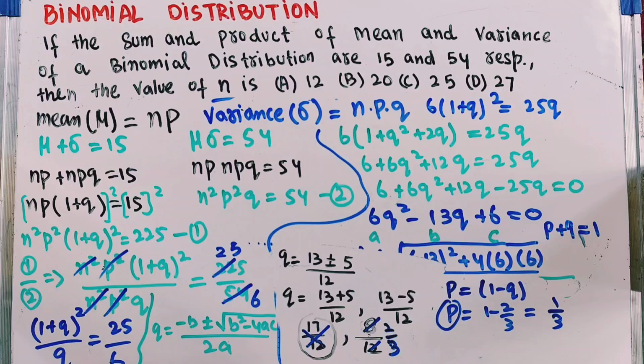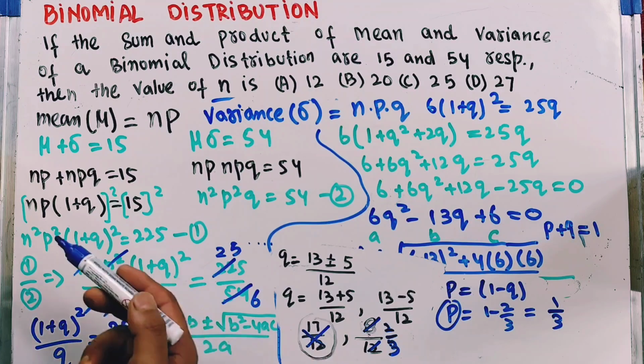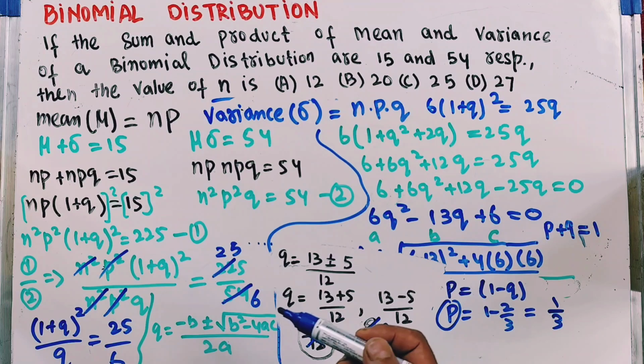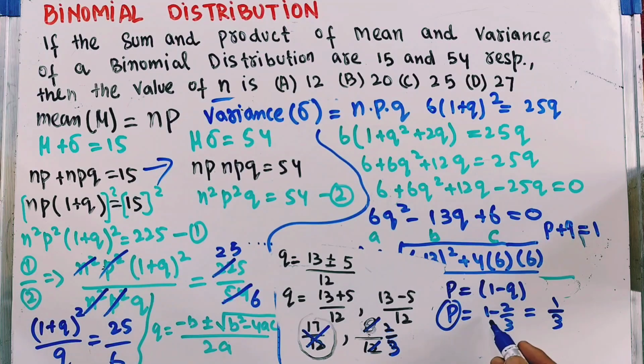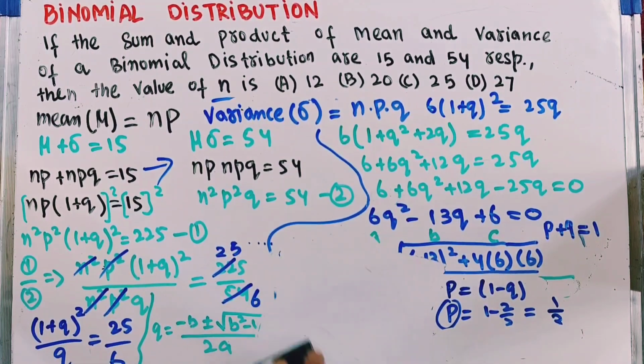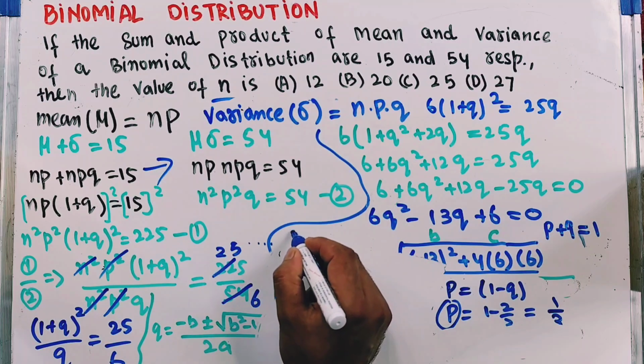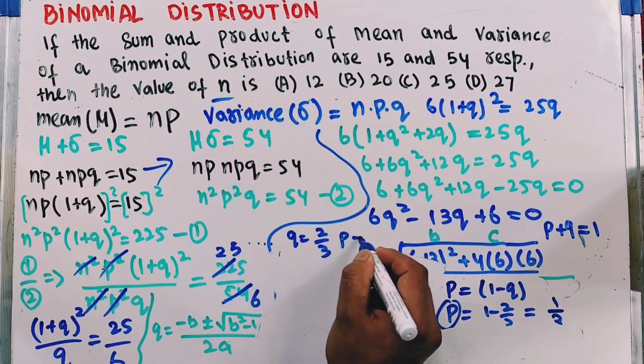Now let us plug in the value of p. We have n times the value of p, which is 1 upon 3, plus n times the value of p times q, the value of p being 1 upon 3 and the value of q being 2 upon 3, is equal to 15. Let us not make it more difficult. So the value of q we got is 2 upon 3, the value of p we got is 1 upon 3.